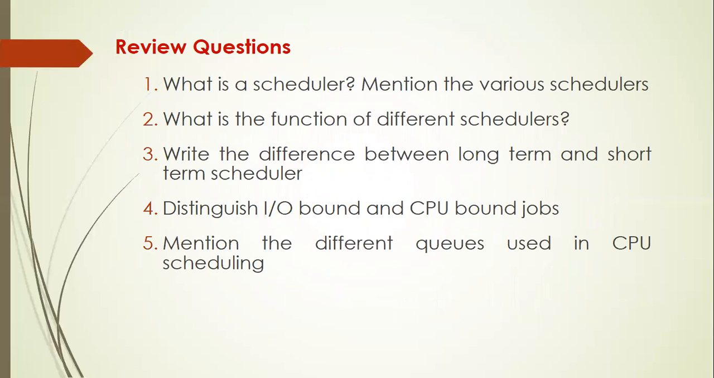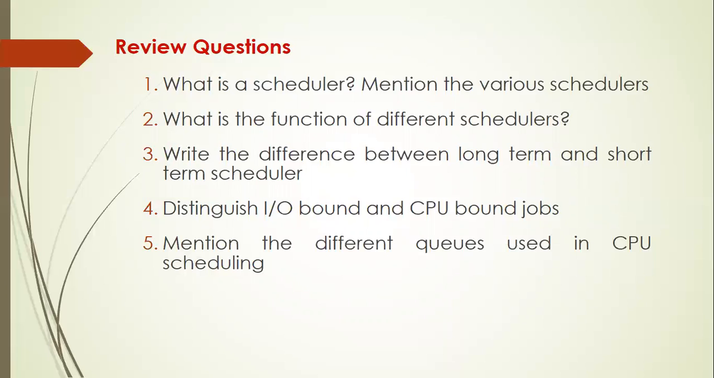Students, in today's class, I explained some of the basic concepts behind CPU scheduling. What do you mean by CPU scheduling? What are the different types of CPU schedulers: long-term, short-term, and medium-term? What are the different types of queues, such as job queue, ready queue, device queue? What is the function or role of each of these queues? What is the function or role of the different types of scheduler?